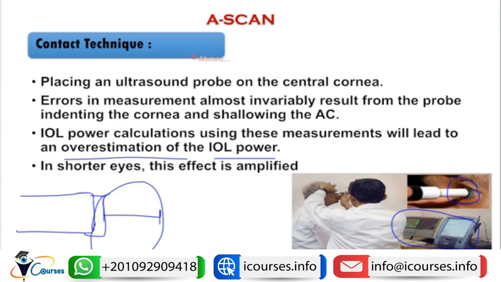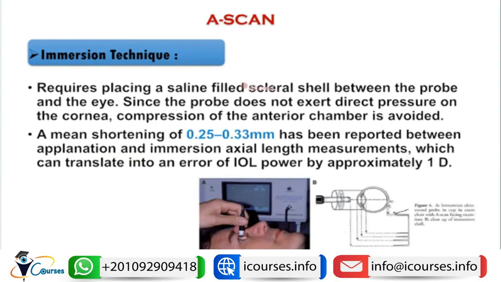So this will not be the best method for measurement of the axial length of the eye. But there is another method which will negate the effect of the probe over the surface of the eye, which is called the immersion technique. In the immersion technique, we place the probe inside a cup filled with saline. This cup filled with saline will be put over the eye so that there will be no direct contact between the cornea and the probe.